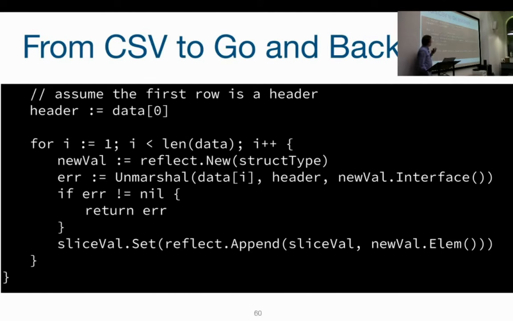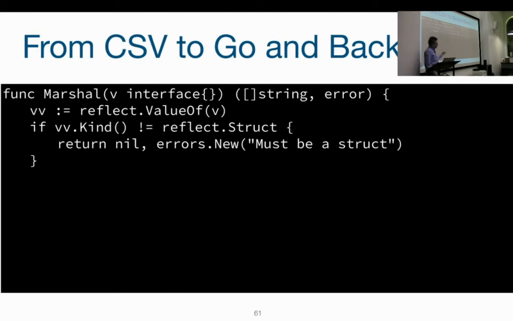And the rest of the code is pretty straightforward. You assume that the first row is a header, and then we're just going to loop over all the remaining rows. Use reflect.New to make a new value for the type of the struct. Call the unmarshal function that we just wrote, and if there are no errors, we use the reflection version of append, called reflect.Append, to add the element to our slice. And that's the whole function. So we walked through the steps to turn a CSV into a slice of structs. Let's go the other direction.